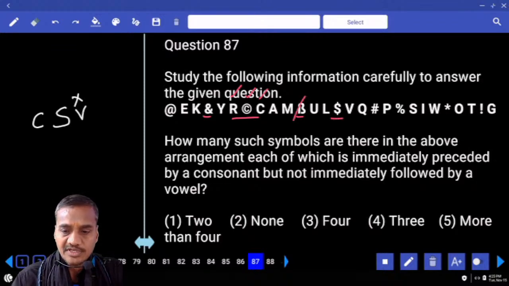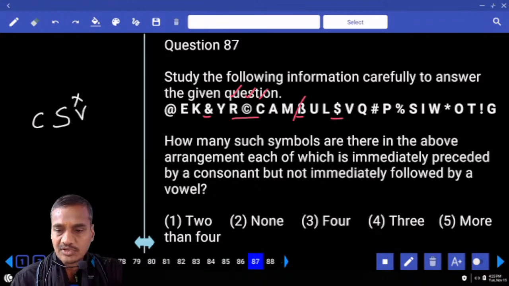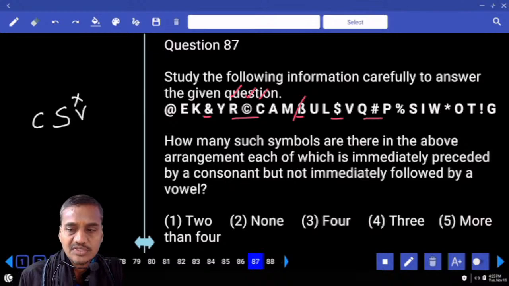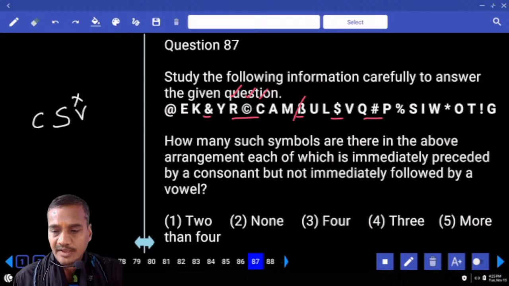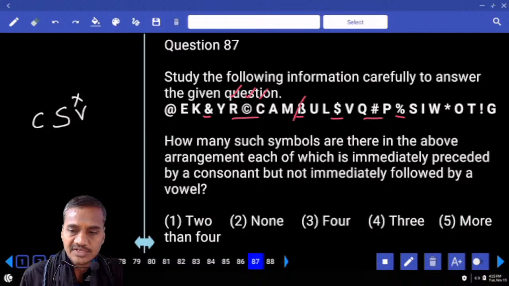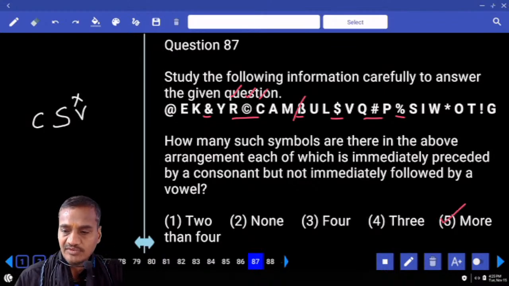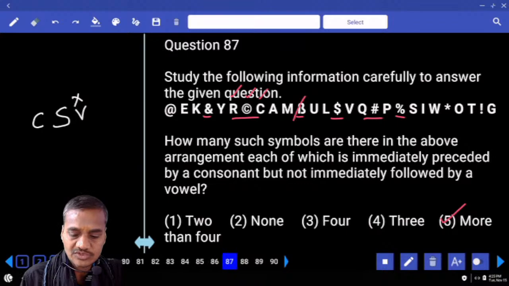Now this one, it is not followed by a vowel, isn't it? And next one, symbol, consonant. Now this symbol is again not followed by this one. And as of now, we have 4. And next one, this one, a symbol preceded by a consonant and not followed by a vowel. And as of now, how many? 5. More than 4, choice 5, question number 87.